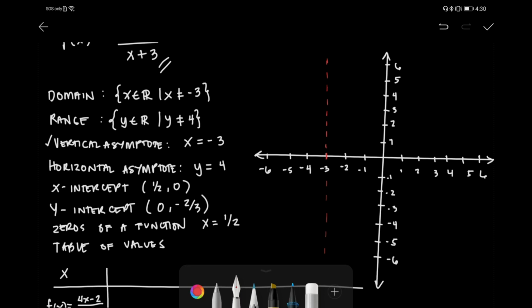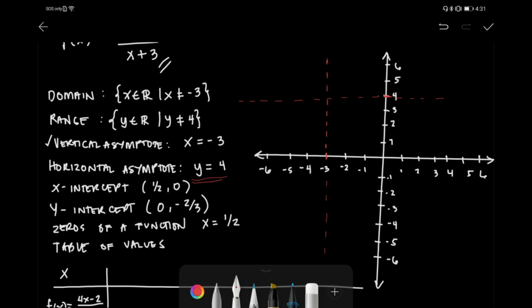The horizontal asymptote is located at y equals positive 4. So where is positive 4? Here is our horizontal asymptote. So we have to create an imaginary line. This is our boundary, which our graph will not intersect.